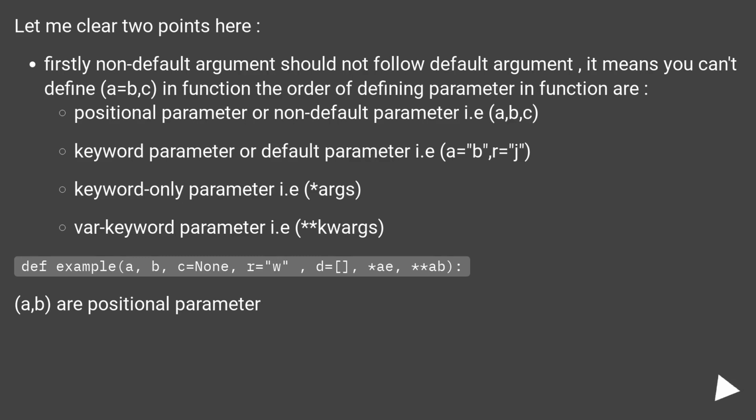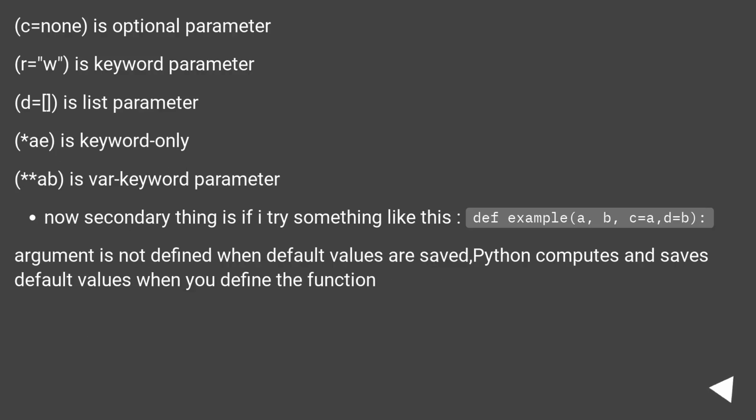def example(a, b, c=None, r=W, d=*a, **ab): a and b are positional parameters. c=None is an optional parameter. r=W is a keyword parameter. d is the list parameter. a is keyword only. ab is the var keyword parameter.